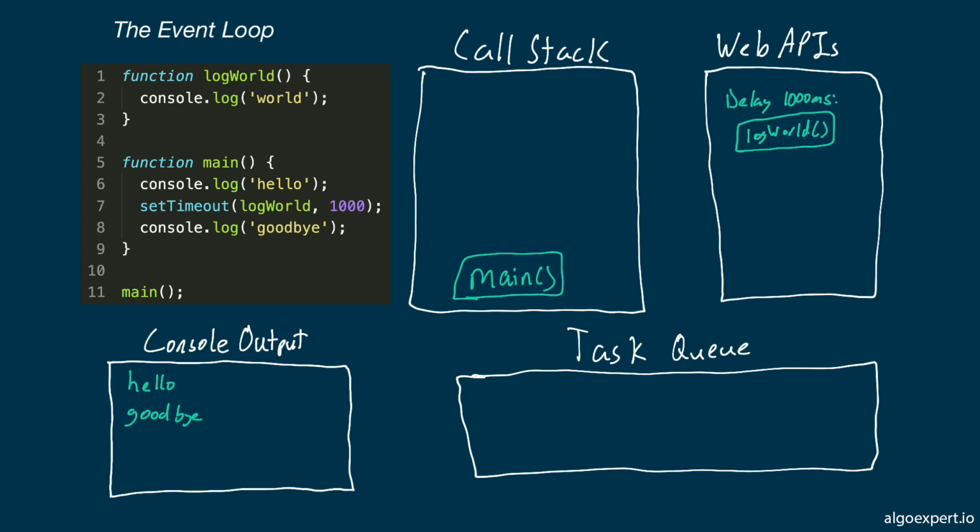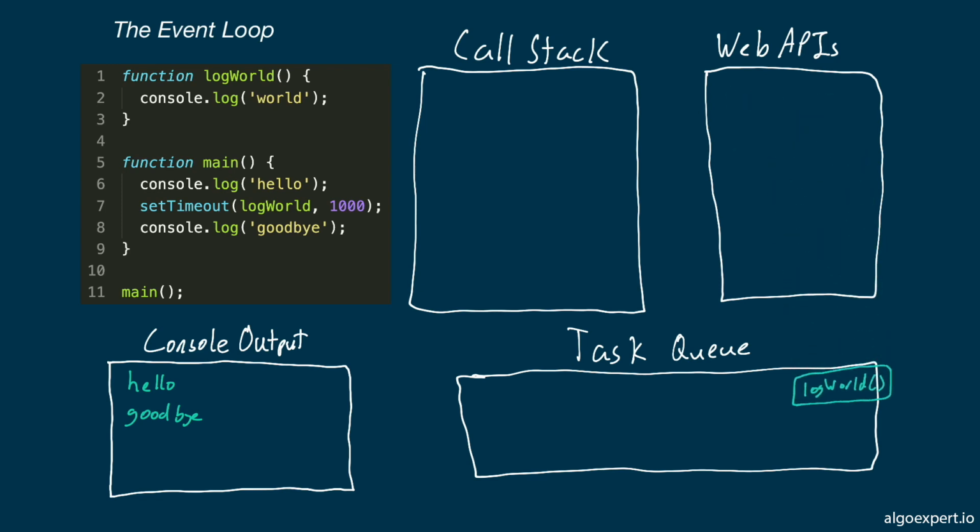Now we reached the end of the main function, so main can get popped off of the call stack as well. And now we have an empty call stack, indicating that there is no code currently running. However, once the second is completed, log world would be moved into the task queue. Once log world is in the task queue, it will wait for the call stack to be empty, which in this case it already is, so it gets moved onto the call stack, and log world is called.